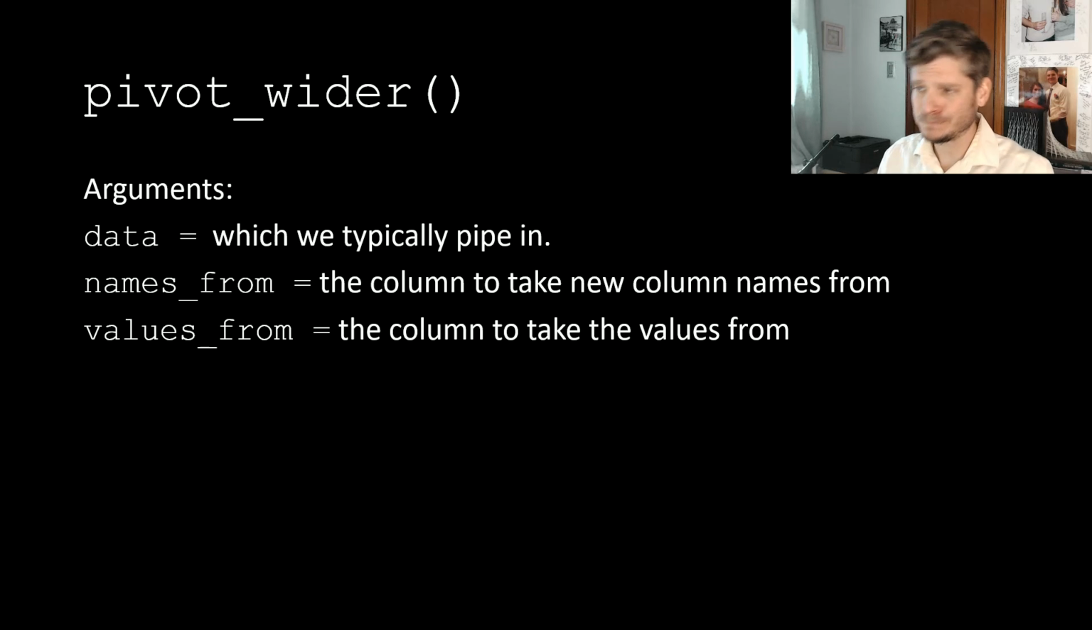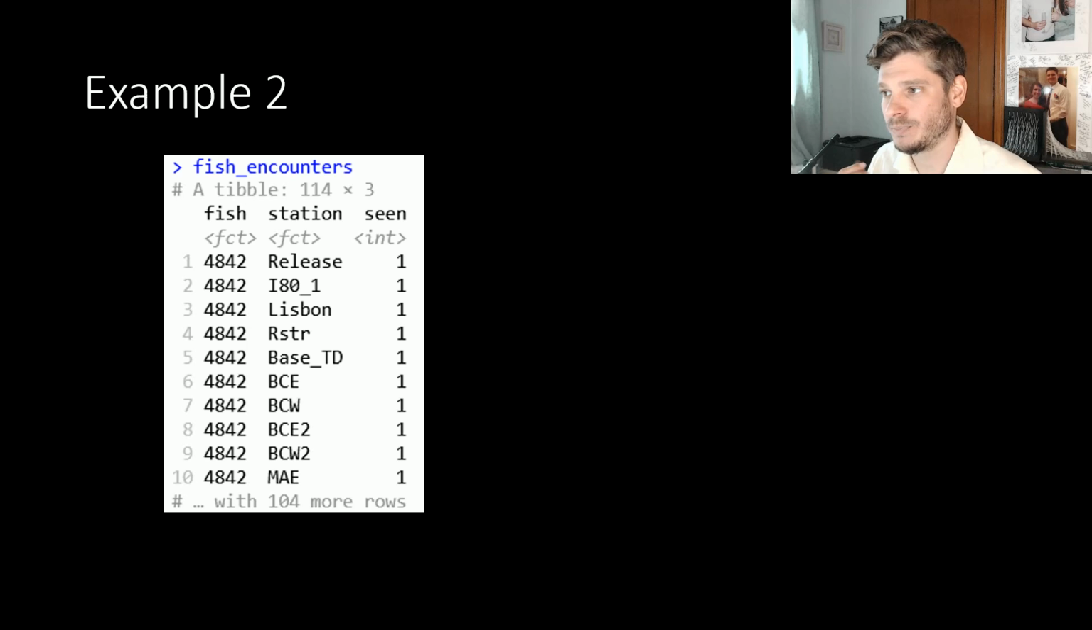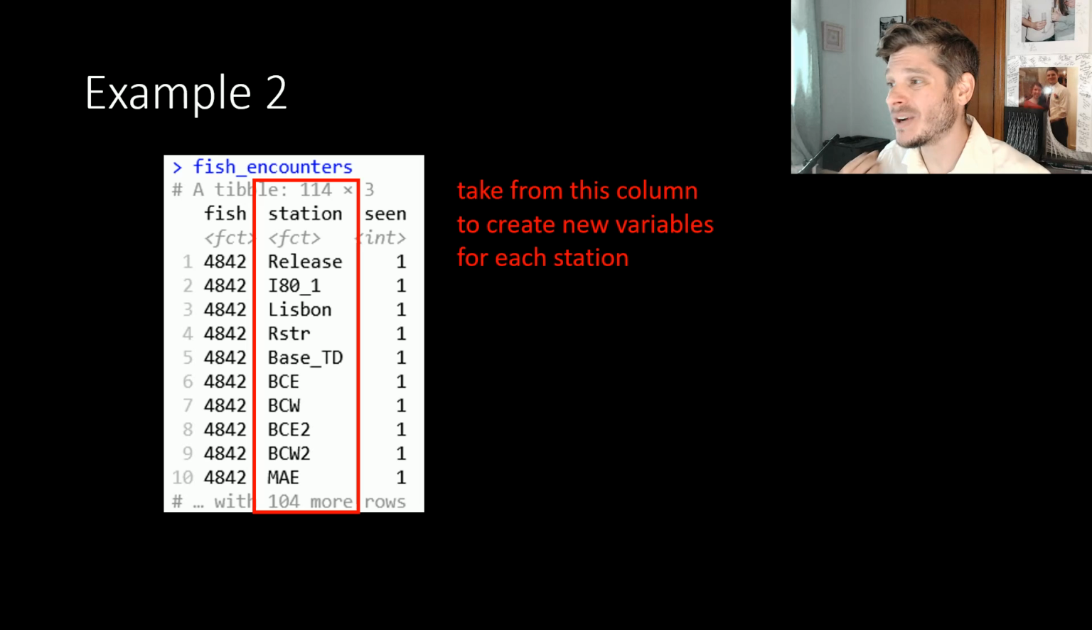So Pivot Wider, very similar. The first argument is the data, and again, typically we're going to pipe that in. Now, unlike having names to and values to, when we pivot wider, it's now names from and values from. So we're working in reverse. So names from tells us the column that we want to look at, and I'm going to choose my new variables based on the values that are in that particular column. And then values from tells me, well, what column am I taking those values from? Now again, this is a data frame with only 3 variables, so it's hopefully fairly straightforward, but again, the idea is that I want to take this column for station, and I want to create my new variables so there's a new variable for each one of those individual stations.